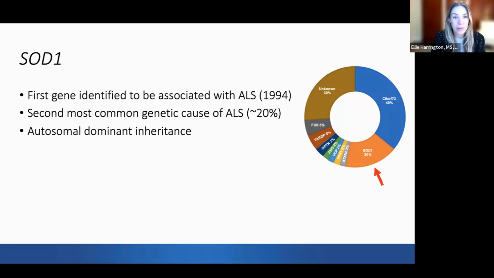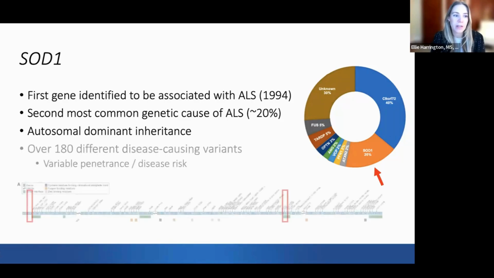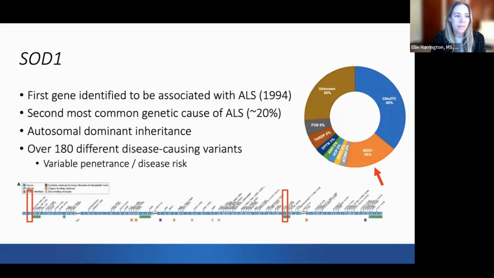This also has autosomal dominant inheritance, a 50% chance that family members have the mutation if you yourself are identified with an SOD1 mutation. SOD1 has over 100 different variants, disease-causing mutations that have been identified. This is like the long sentence of the DNA sequence, and you can have a mutation at any different location within this long SOD1 sentence.